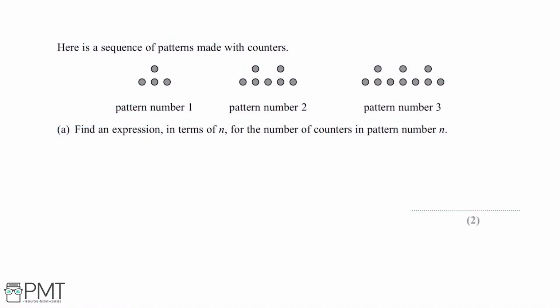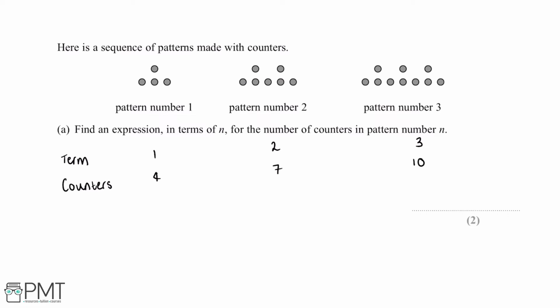Here is a sequence of patterns made with counters. Find an expression in terms of n for the number of counters in the pattern number n. So term 1 contains 4 counters. Term 2 contains 7 counters. And term 3 contains 10 counters.